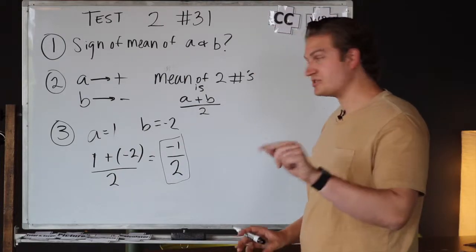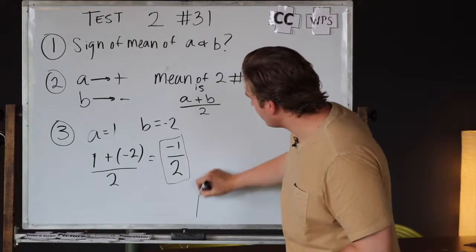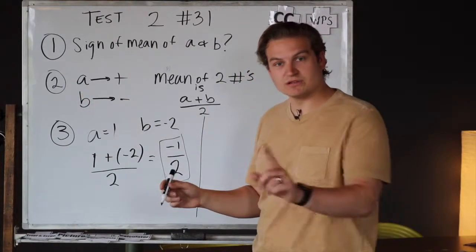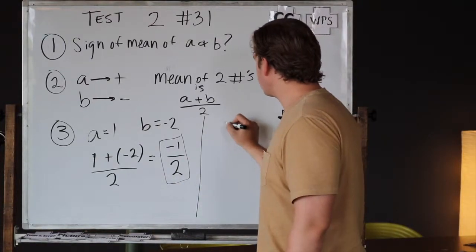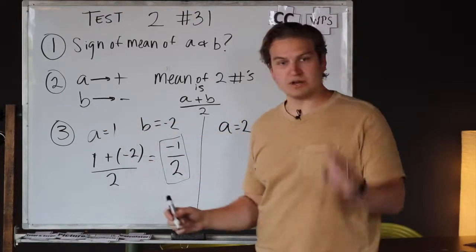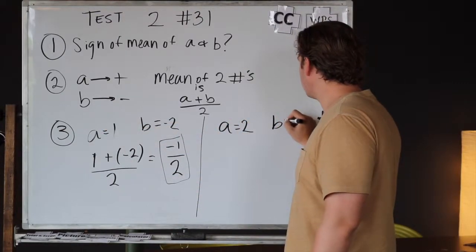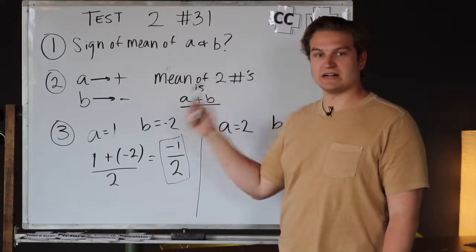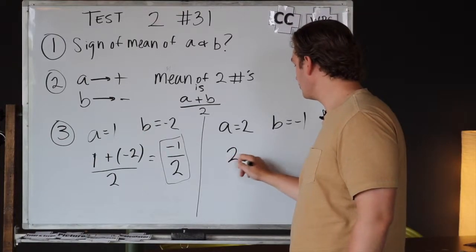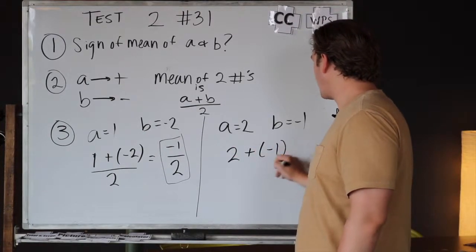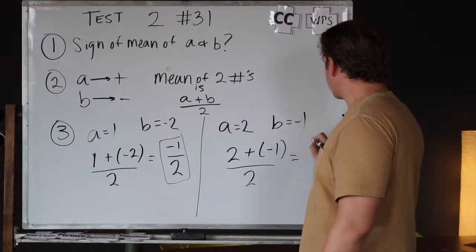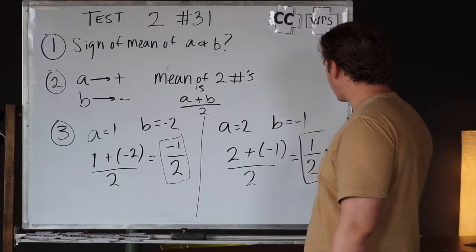But let me show you something else here. Let's say, I'm going to draw a line here for a different example. Again, we don't know what number A is, but we know it's positive. So let's say that in this example, A is 2. We don't know what number B is, but we know it's negative. So let's pretend that B is negative 1. A is positive and B is negative. Now let's find the mean of A and B here. 2 plus negative 1 over 2. 2 plus negative 1 is 1. So this is equal to 1/2.